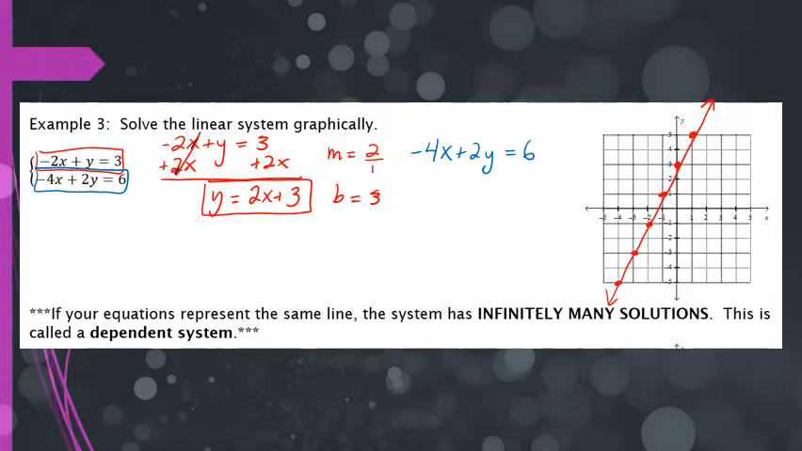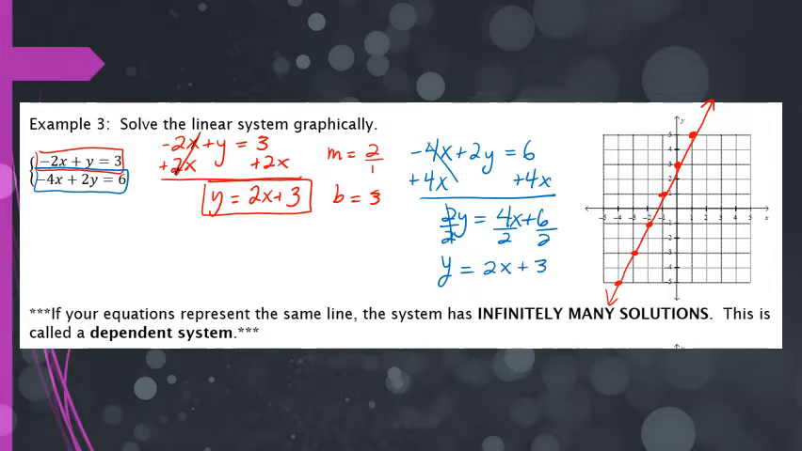First step is always to add or subtract your x term. So I'm going to add 4x to both sides. So I have 2y equals 4x plus 6. And then this one does have a coefficient on y. So I'm going to divide every single term by 2. So that leaves me with 4 divided by 2 is 2. And then 6 divided by 2 is 3. So this is my new blue equation.